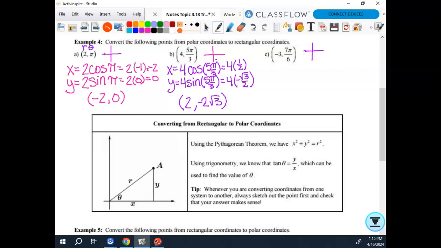Look, if I go 2 on a rectangular coordinate plane, if I start here, I go to the right 2 and down 2 square roots of 3, that looks about right. Okay. So put your point where you think it is for C. I would say it goes somewhere right about there.